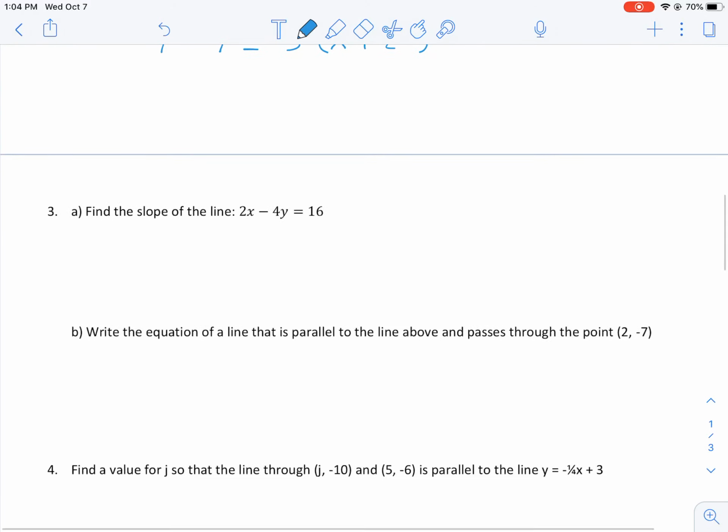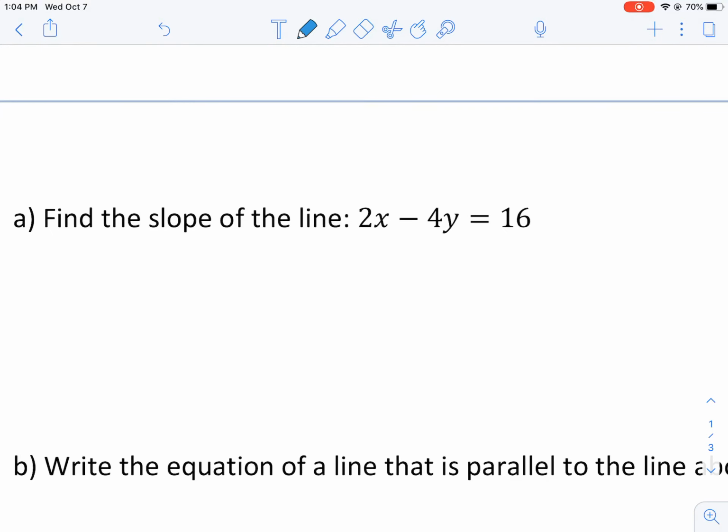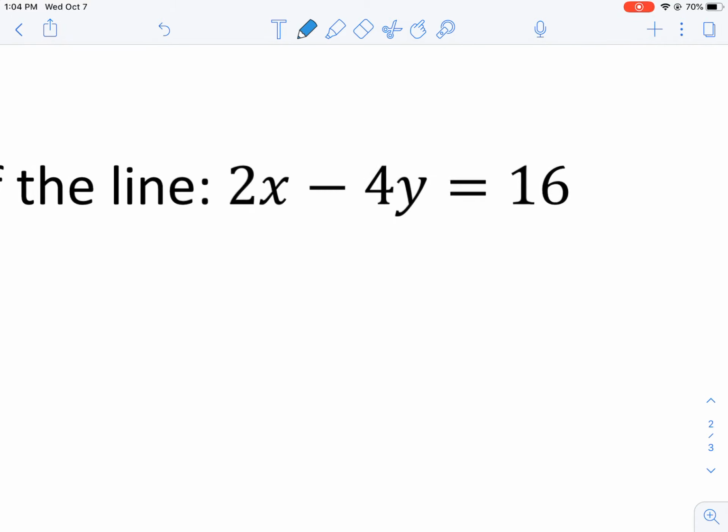Number 3, find the slope of the line 2x minus 4y equals 16. Now, we actually didn't do this yesterday. This isn't in slope-intercept form, so if we want to find the slope of the line, if you remember, we just want to turn it into slope-intercept form. So in order to turn it into slope-intercept form, there's 2 steps.